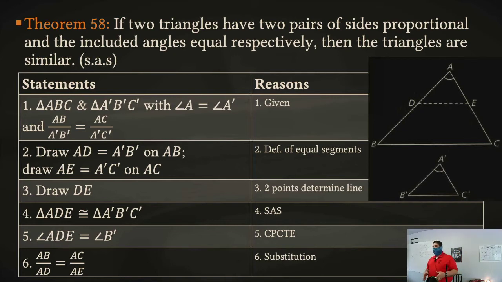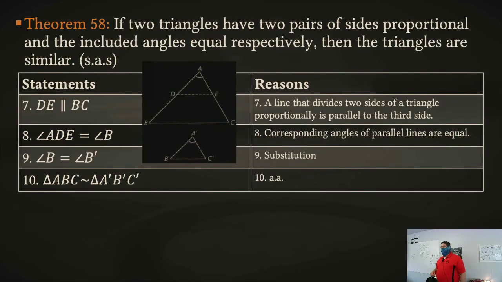So with this, angle ADE must be equal to angle B prime because CPCTE. So AB is to AD as AC is to AE by substitution, which makes DE parallel to BC because the line that divides two sides of a triangle proportionally is parallel to the third side. And so then the corresponding angles of parallel lines are equal, so angle ADE must be equal to angle B. Since angle B equals angle ADE and angle B prime equals angle ADE, then angle B must equal angle B prime, and then just through AA, because we were given one of the angles, we have similar triangles.